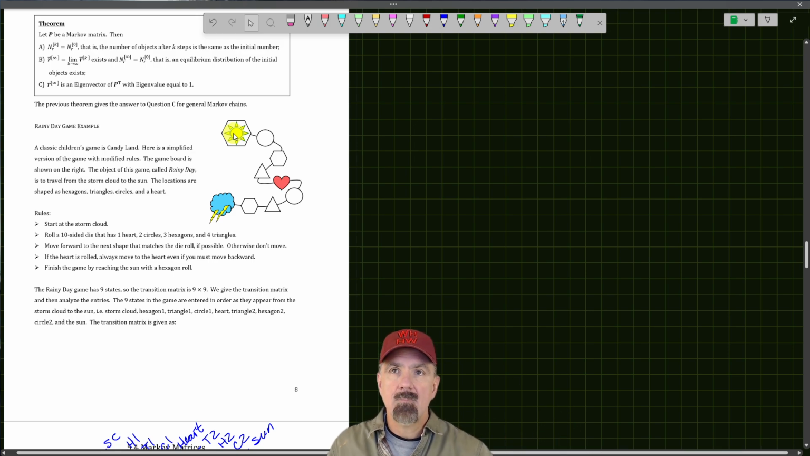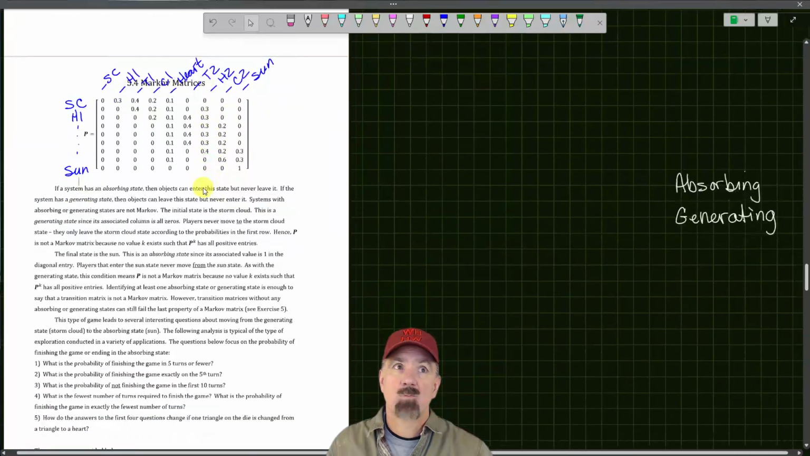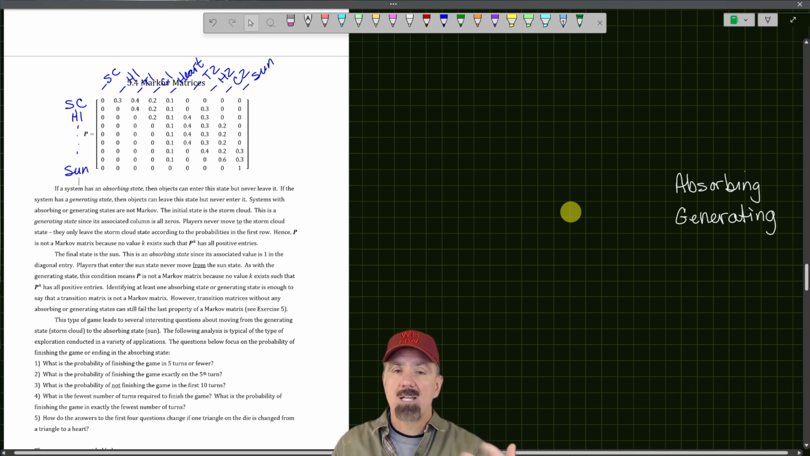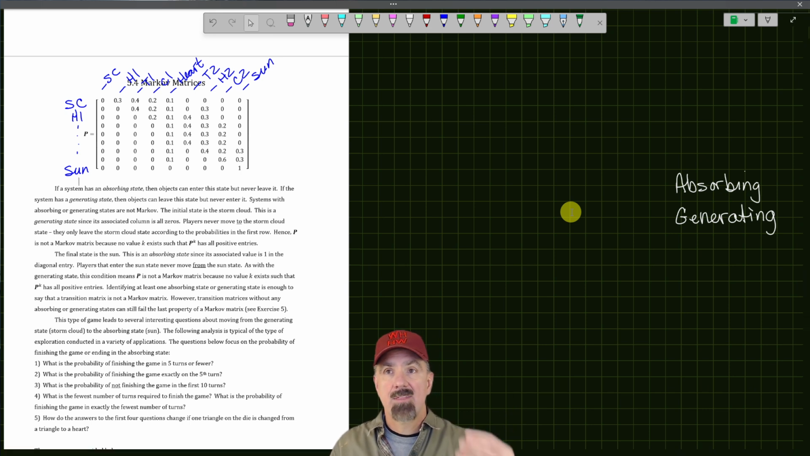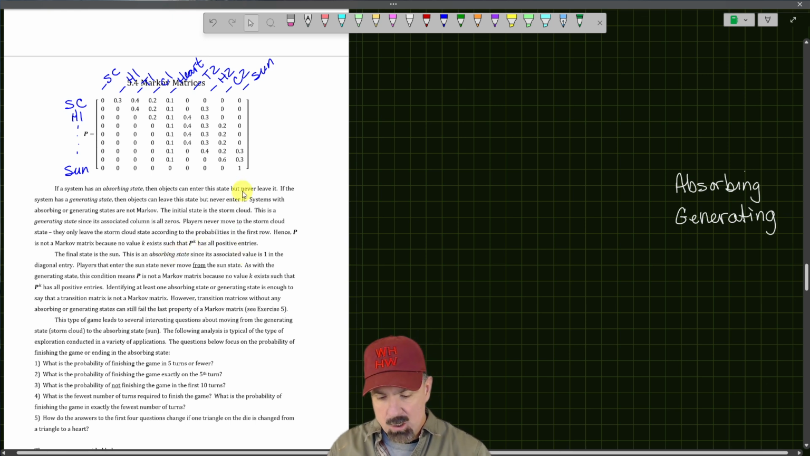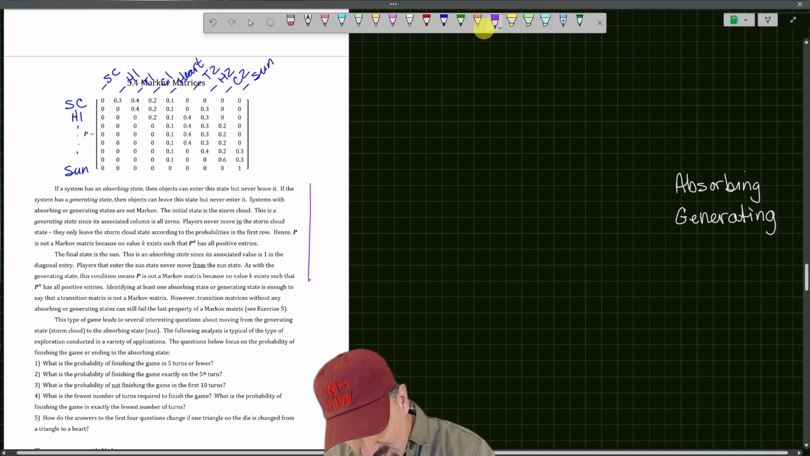So these states have specific names. They're called an absorbing state and a generating state. The generating state, as you can well imagine, is the place where we start, and the absorbing state is the sun. That's where we get absorbed and we can't leave. All of that is described in here, and you want to take a look through and make sure that you have all of that down.